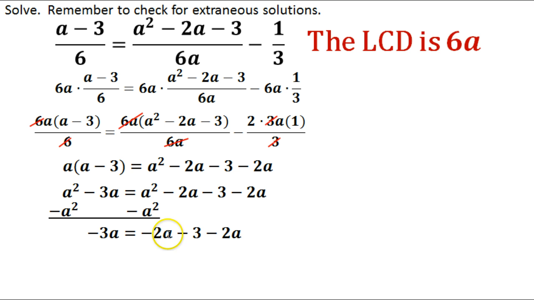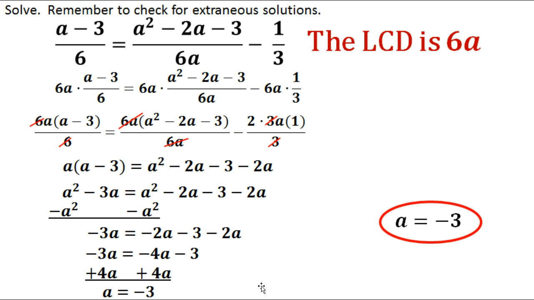So I'm just left with negative 3a equals negative 2a minus 3 minus 2a. I notice over here that I've got a negative 2a and a negative 2a. I can combine those two together, which would give me negative 4a. So now I've got negative 3a is equal to negative 4a minus 3. Again, I combined the negative 2a and negative 2a here for my negative 4a. I need to get all of my a's on one side, and it doesn't matter which one they go to, but I'm going to go ahead and move them over here. So that means I'm going to add 4a to both sides. If I add 4a to this side, it cancels out. If I add 4a to this side, I'm left with just a equals negative 3. So I find out on this one that a equals negative 3.